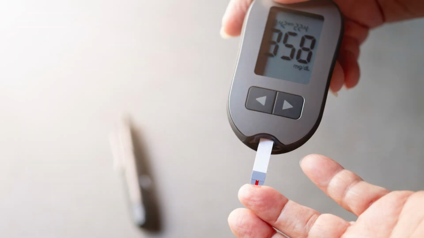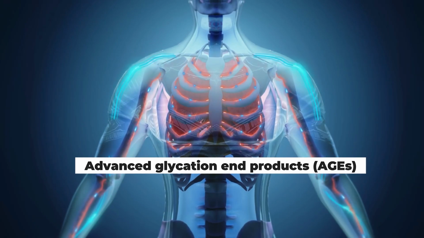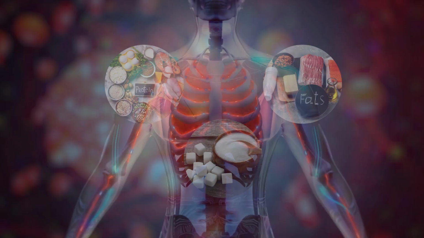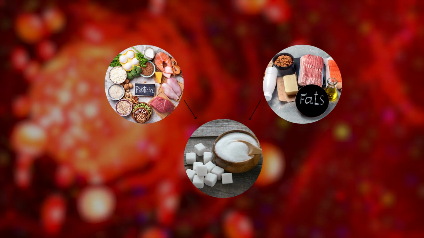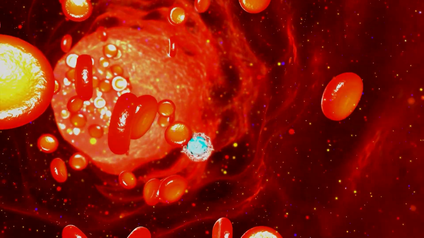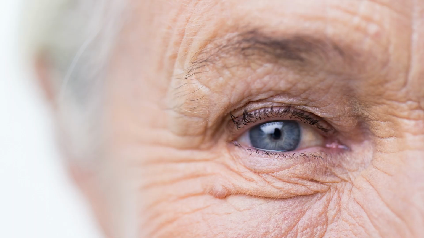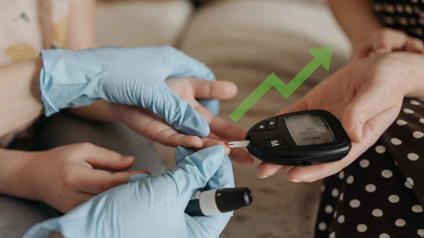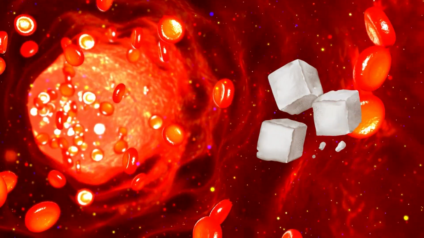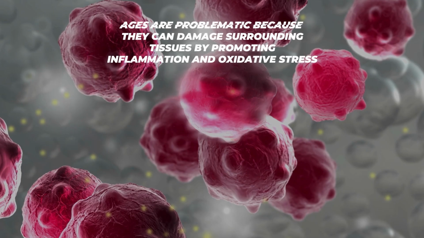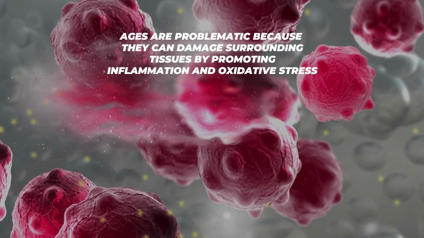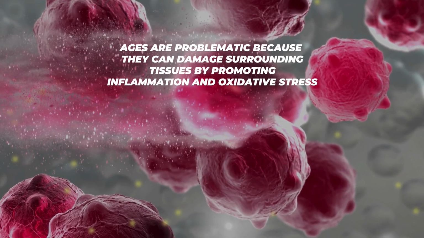One factor that is common to both type 1 and type 2 diabetes is elevated blood sugar, which increases the advanced glycation end products. Advanced glycation end products are harmful compounds that are formed when proteins or fats combine with sugars in the bloodstream through a process known as glycation. This process can occur naturally in the body, especially as one ages, or through dietary intake, but its rate can significantly increase in conditions like diabetes, where high levels of sugar circulate in the blood for prolonged periods. Advanced glycation end products are problematic because they can damage surrounding tissues by promoting inflammation and oxidative stress.